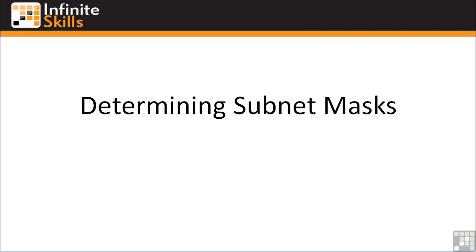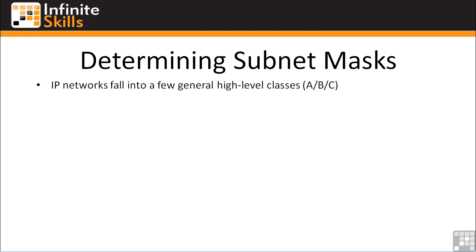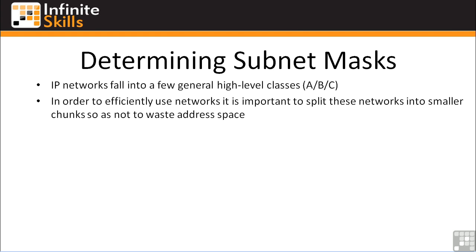In this video, we're going to discuss something that's a little confusing to many network engineers, myself included from time to time, and that is how to determine subnet masks. Now first, a little bit of review. You'll recall that IP networks fall into a few general high-level classes. Those are the class A, B, and C networks that we discussed earlier in this course and in the ICND1 course. In order to efficiently use these networks, it is important to be able to split them into smaller chunks so we don't waste address space.